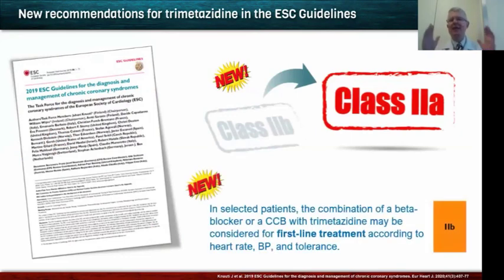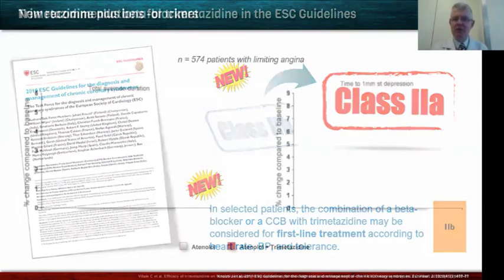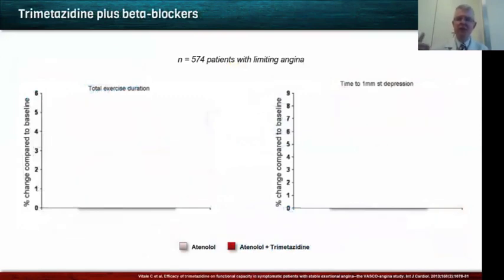But more than that, and again, this is a very important statement in this guideline, that we as physicians, in selected patients, and this is new, the combination of a beta blocker or a calcium channel blocker with trimetazidine may be considered as a first-line treatment according to the heart rate, blood pressure, and tolerance. So now we are allowed to combine trimetazidine right up front when you see a patient with stable angina with a beta blocker or a calcium channel blocker. You don't have to wait for the patient to be considered refractory to consider adding trimetazidine.